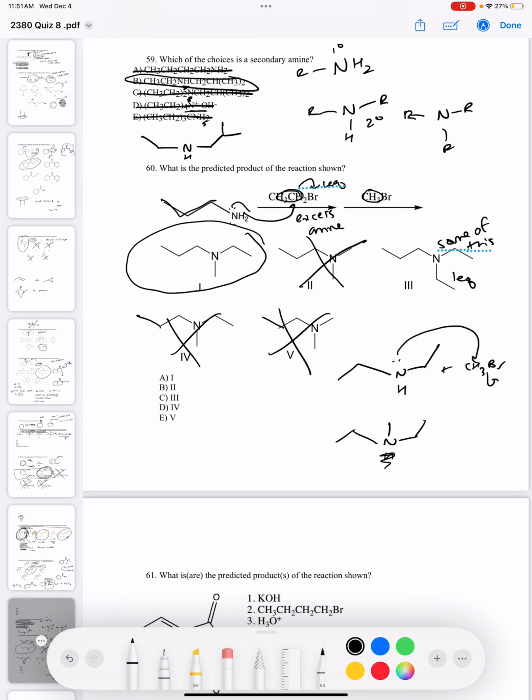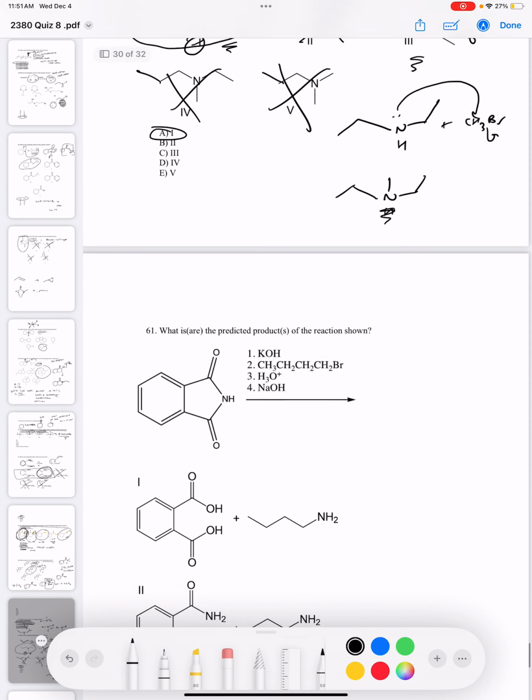And same thing here, you've lost the thing you started with. So I think it could be a mixture of 1 and 3, but assuming that they did one equivalent of this with excess of your product, then you're going to try to substitute each one time. So that's how I got to answer choice A.